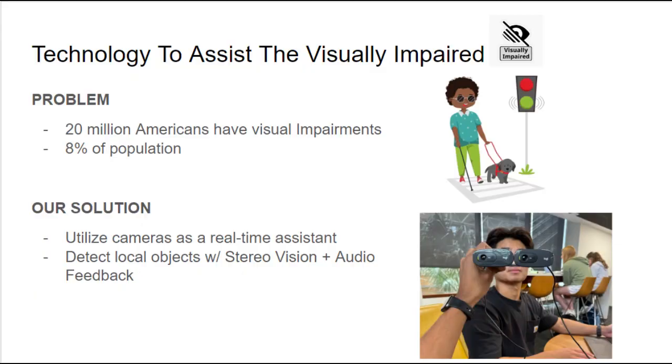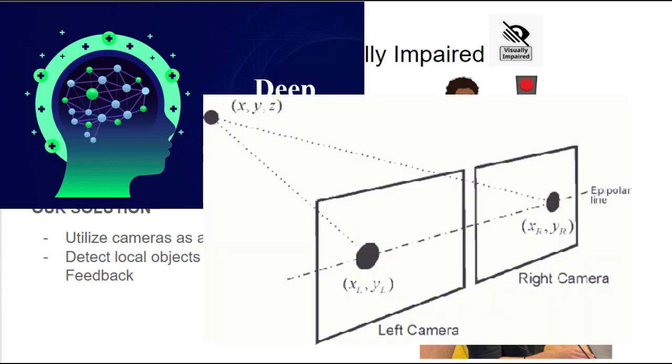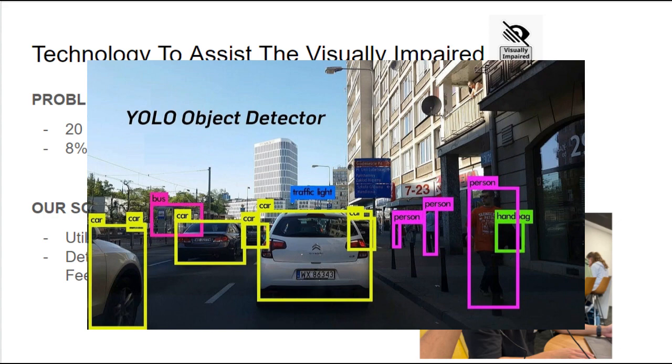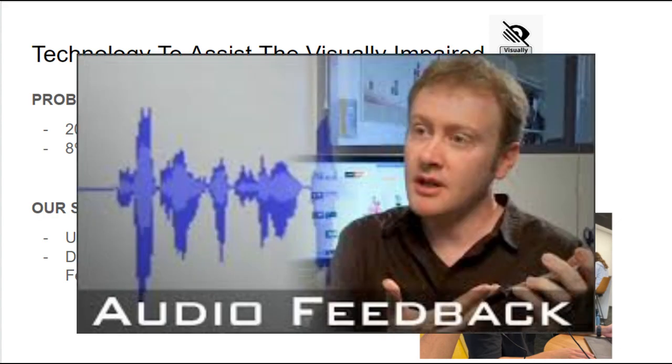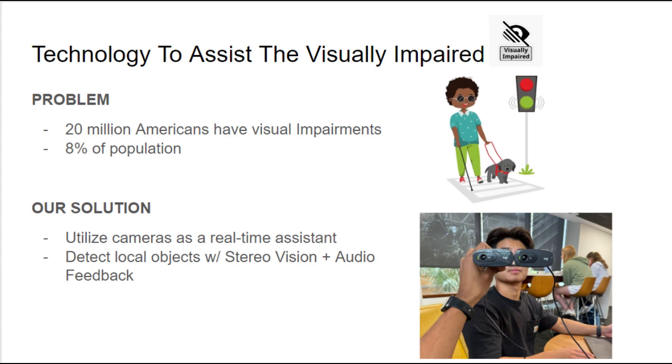Our solution is to develop a computer vision system that utilizes deep learning and stereo vision to provide real-time assistance. It detects and localizes objects, providing auditory feedback about their presence and location. Our goal is to create a portable, user-friendly device that enhances spatial awareness and quality of life for visually impaired individuals. Join us as we explore the technical aspects and potential impact of our project.